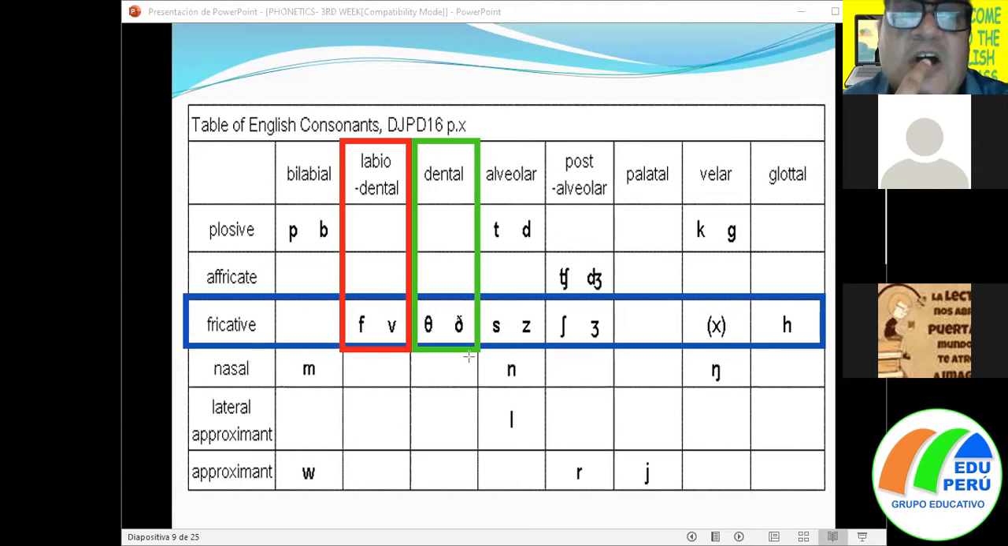Stick out your tongue a little bit, not too much. No, just a little bit. The tip of your tongue. This is the position. Now release the air. This is a voiceless one. All right. Now the voiced one. All right. So notice here.